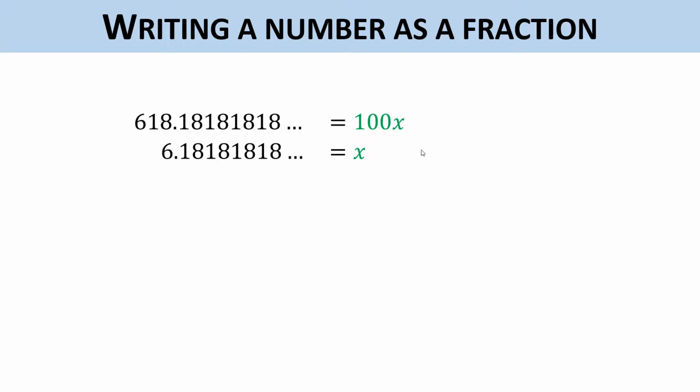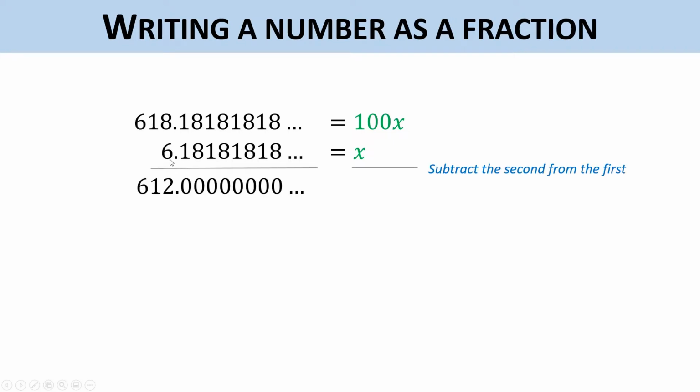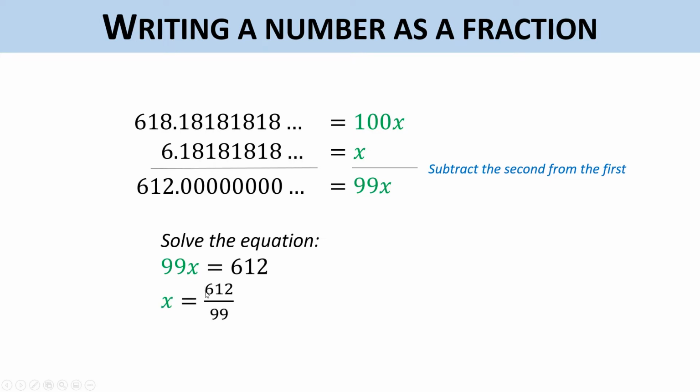Now let's subtract these numbers. So we subtract these numbers, and that means we do 8 minus 8 is 0, 1 minus 1 is 0, 8 minus 8 is 0, and so on. And then on the left of the decimal point, we get 618 minus 6 is 612. What we did now was we subtracted 1x from 100x, so this number is the same as 99x. So this gives us our equation. 99x is the same as 612. So we want to solve this by dividing both sides by 99, and that gives us x is 612 over 99. So the final question is, can we simplify this?